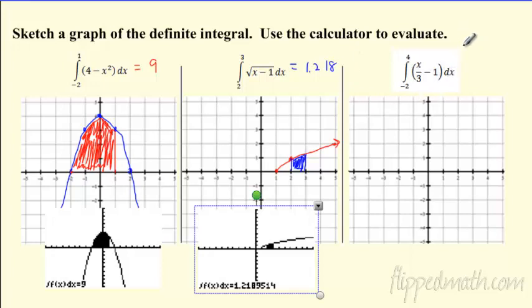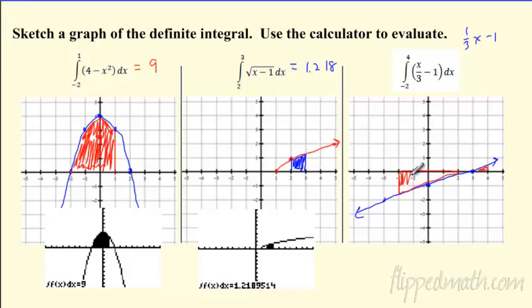What is this last one? Well, this last one is just a line. It's just 1/3 x minus 1. So don't be tripped up by the way I wrote it. It crosses at -1, goes up 1 over 3. You can do dots this way, draw a straight line in there. Now when we integrate this straight line from -2, we're going to go all the way up to 4. So the area up here is positive. Down here it's negative.